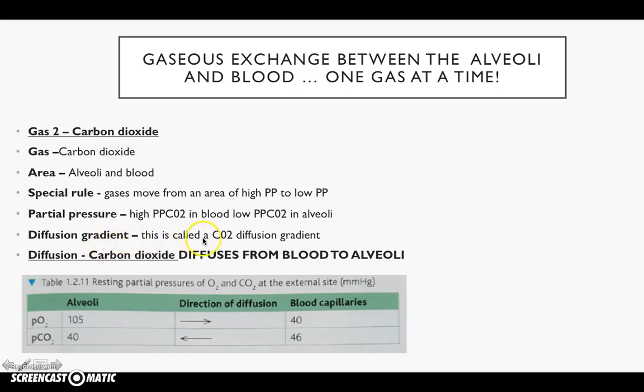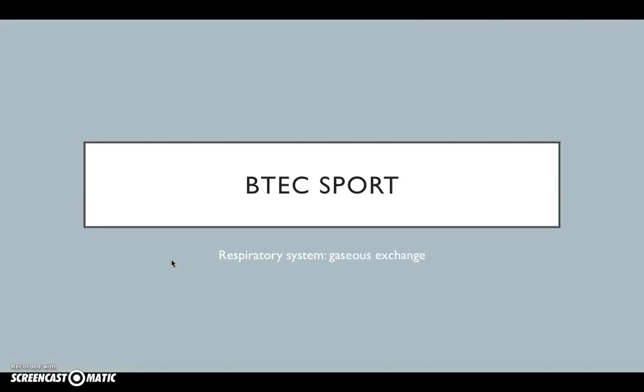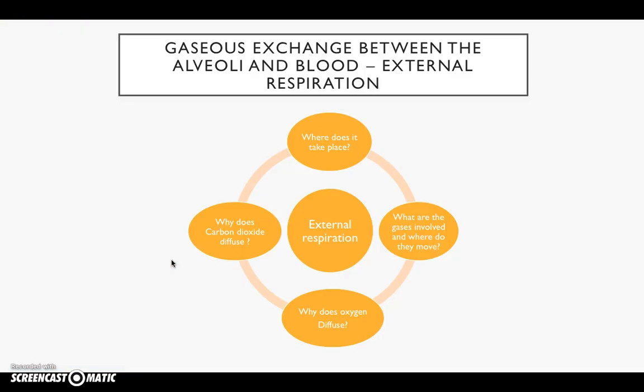Diffusion gradient, this is called a carbon dioxide diffusion gradient. Remember, we're talking about carbon dioxide. And then finally, diffusion: carbon dioxide diffuses from the blood to the alveoli, and then we breathe carbon dioxide out. Those are the notes I want you to get. After your notes you can go back to the very first slide, external respiration, and you can answer those questions.